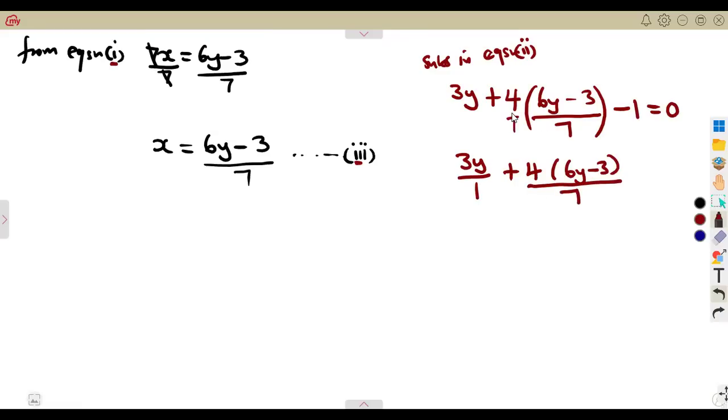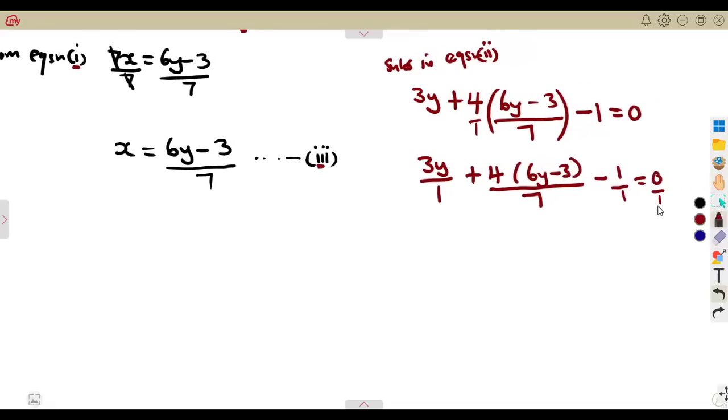This is the same as 4 over 1, so 1 times 7, and 4 multiplies the numerator. Minus 1, and 1 is the same as 1 over 1, which is equal to 0. And 0 can also be written as 0 over 1. So we can consider our denominators and find our LCD, which is 7, the lowest common denominator. Multiply each and every term by the LCD, multiply by 7, multiply by 7, multiply by 7, multiply by 7, to remove the fractions.